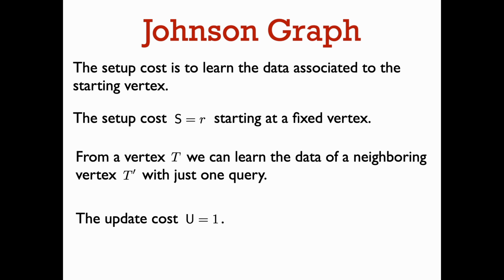Now here's the neat thing about the Johnson graph. The update cost is just 1. Since the subsets of two adjacent vertices in the Johnson graph just differ on one element, if we know the data associated with one vertex, we can learn the data associated with an adjacent vertex with just one more query.